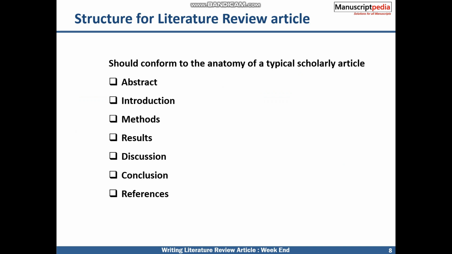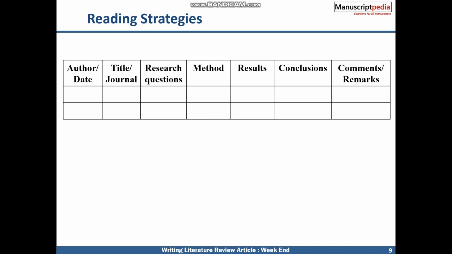And the structure for a literature review article is like most of the scholarly articles people write: abstract, keywords, introduction, methods, results, discussions, conclusion. So here in these reading strategies, there is a table. You can see author, date, title of the article, the journal name, the research questions, the methodology of how they did it earlier, the results, the behavior of the study, and the conclusions and remarks.